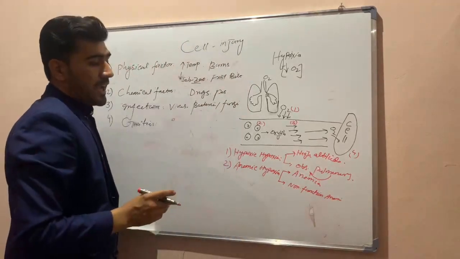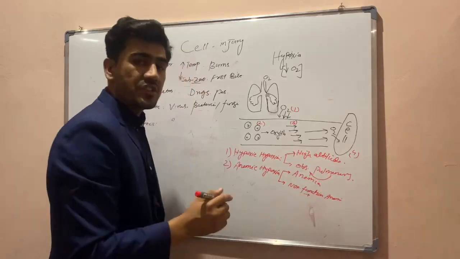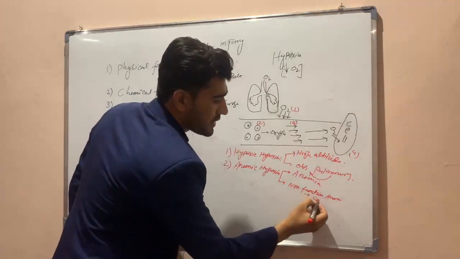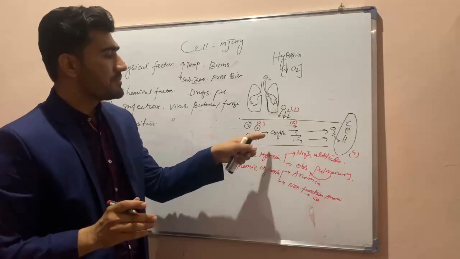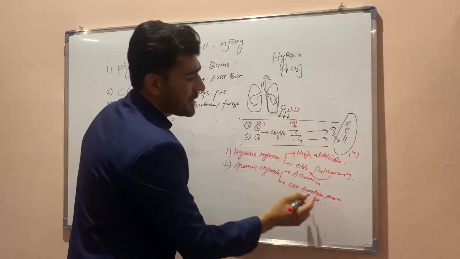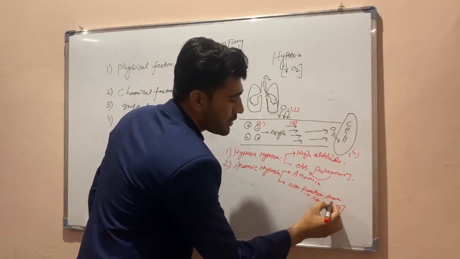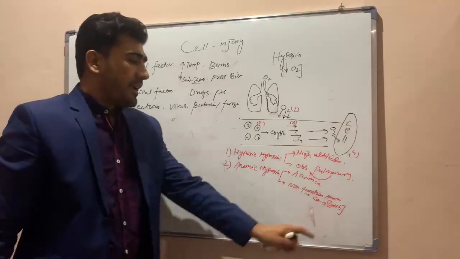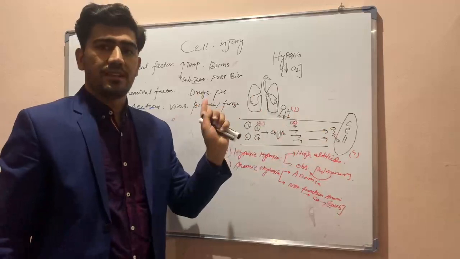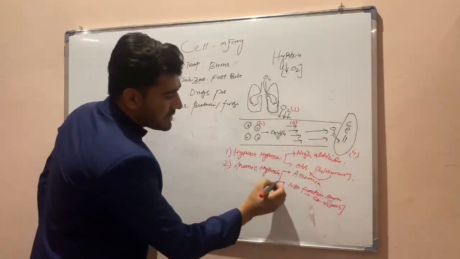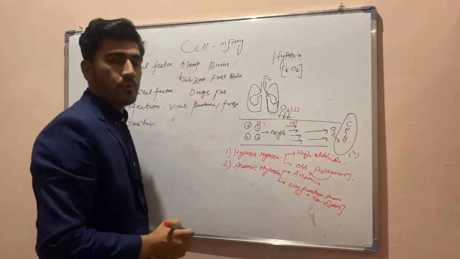Non-functional hemoglobin occurs in conditions like carbon monoxide poisoning. If the person is exposed to carbon monoxide, it binds with the hemoglobin and makes carboxyhemoglobin. The carboxyhemoglobin is unable to take the oxygen to the cell. This is number one, carbon monoxide.